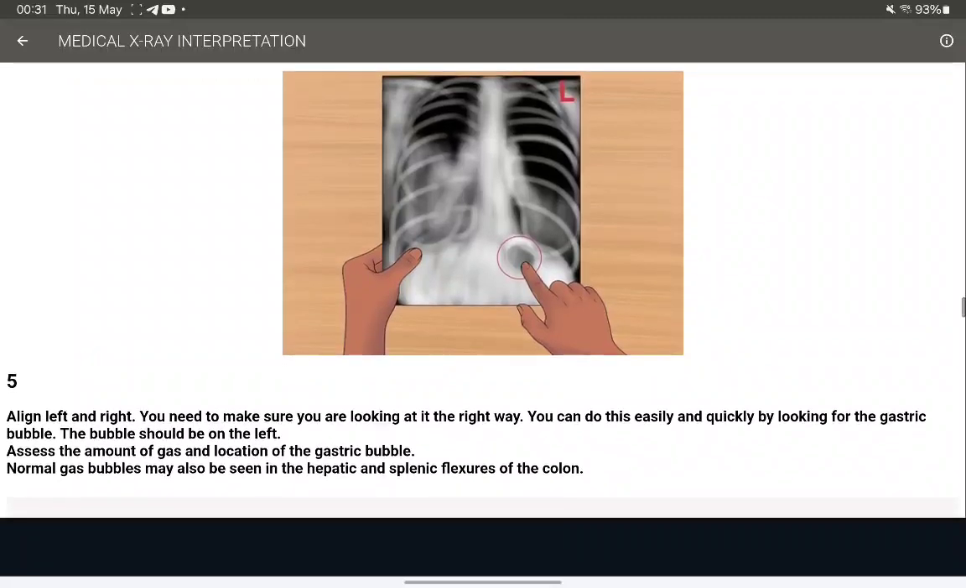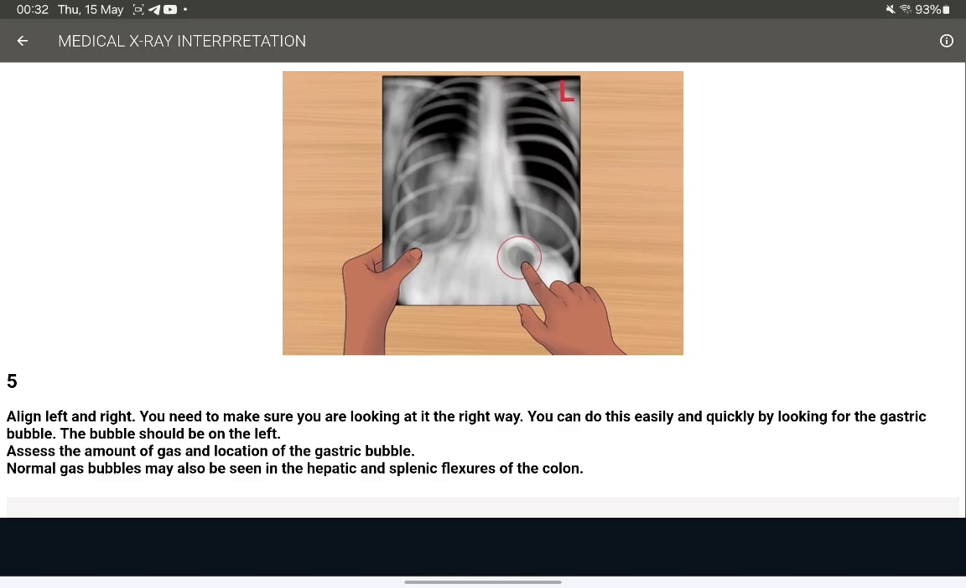Moving to the next, align left and right. If we have a chest X-ray like here, where we have marked L on the left side, we can make sure of the left side from the gastric bubble where the doctor is pointing here. Align left and right. You need to make sure you are looking at it the right way. You can do this easily and quickly by looking for the gastric bubble.